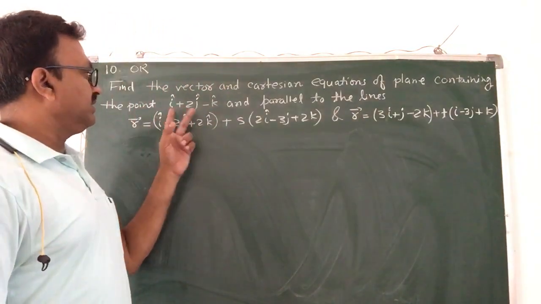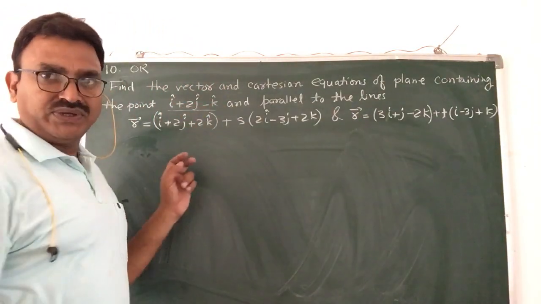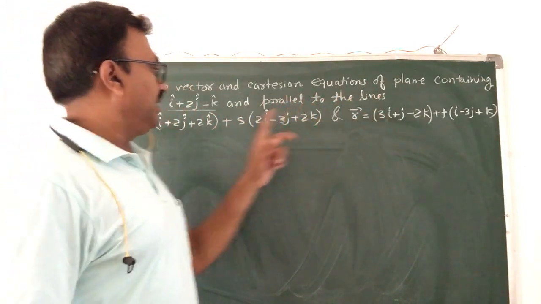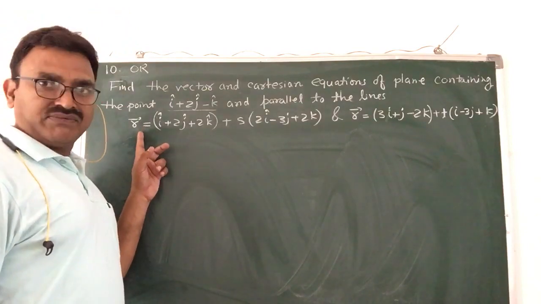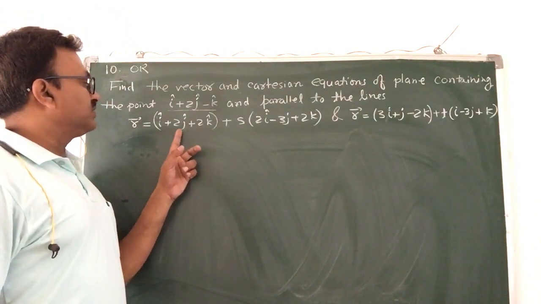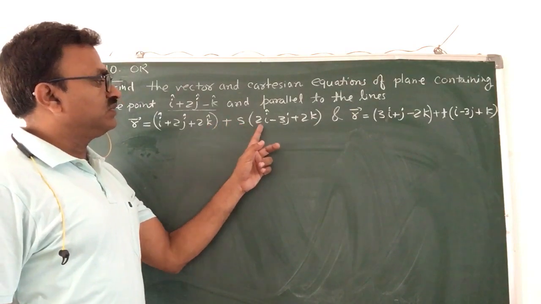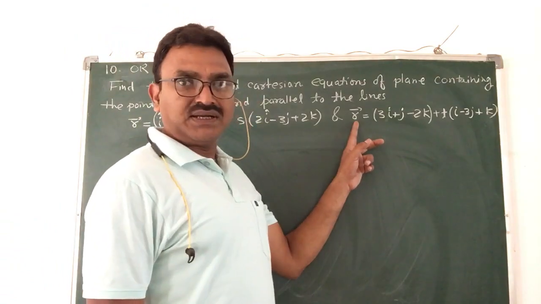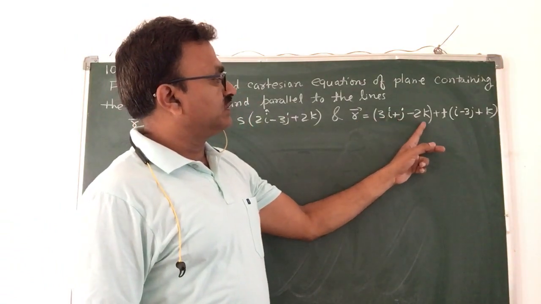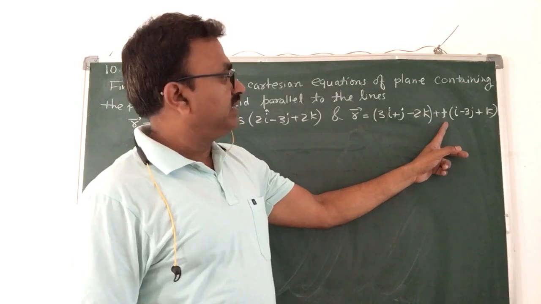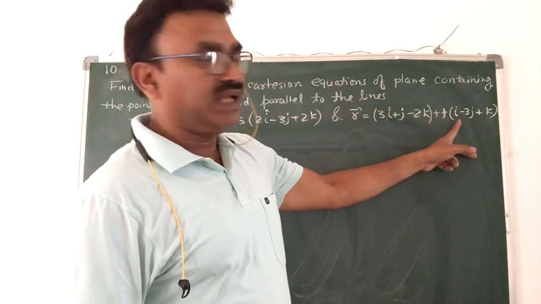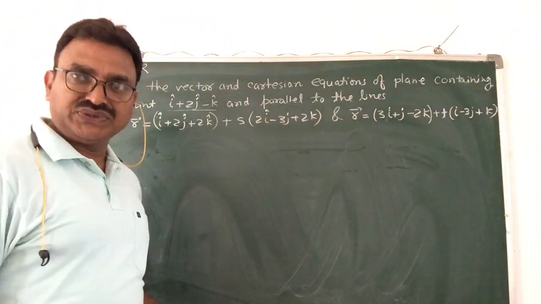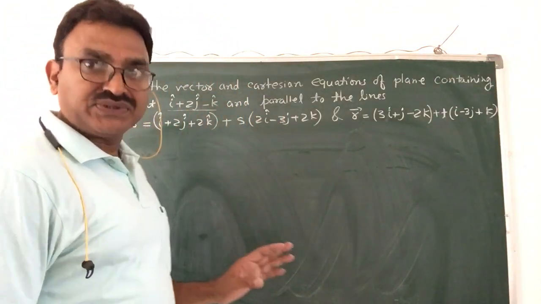containing the point i plus 2j minus k and parallel to the lines: vector r is equal to i plus 2j plus 2k plus s times (2i minus 3j plus 2k), and another line, vector r equals 3i plus j minus 2k plus t times (i minus 3j plus k). So this is the question, and we want to find the equation of the plane.